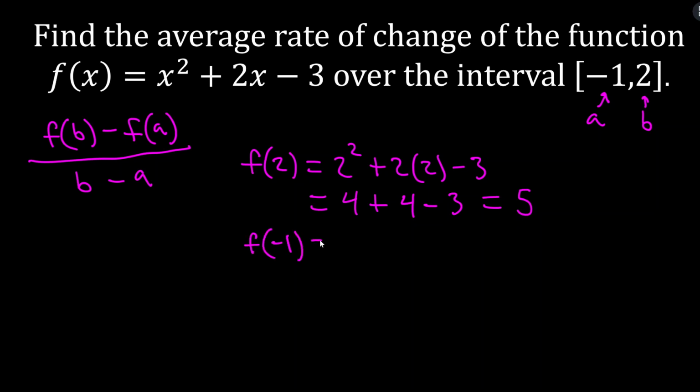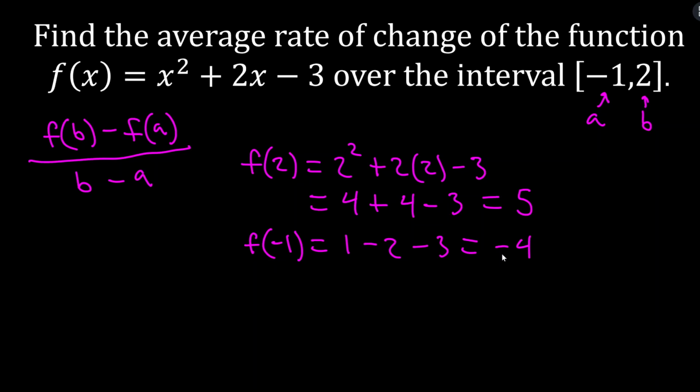f of negative 1, what is that? Negative 1 squared, don't screw this up. Negative 1 times negative 1 is 1. Plus 2 times negative 1, that is minus 2, and then minus 3. So we have 1 minus a total of 5. So 1 minus 5 is negative 4. Bada boom, bada bing. Awesome.